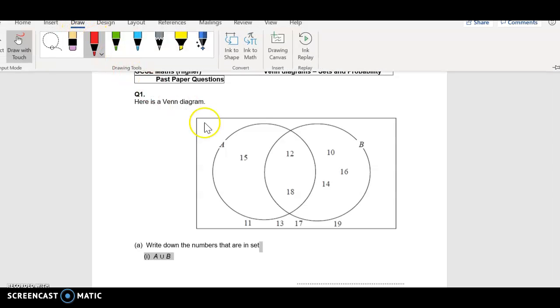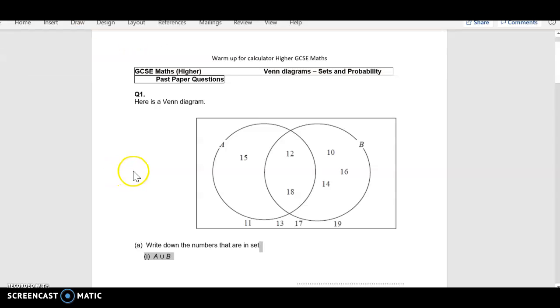So we're going to do some work on the first few questions on the higher paper style thing. I'm going to do Venn diagrams, scatter diagrams, and a little bit of compound interest. So this could be on the calculator or non-calculator paper.